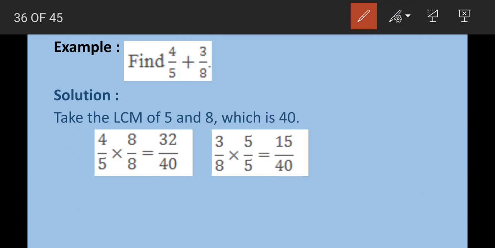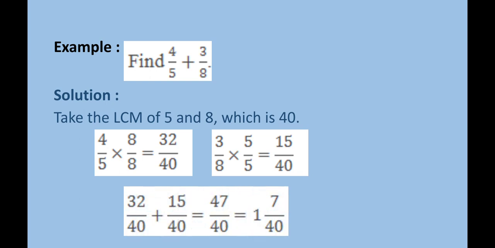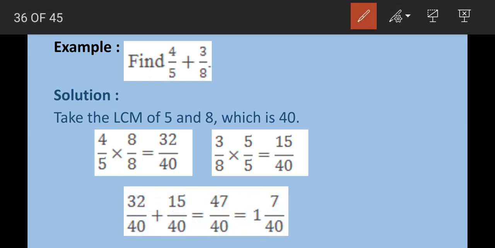Next step, we add them as like fractions. Look here. We just add the numerators. So 32 plus 15 becomes 47, divided by the same denominator, 40.